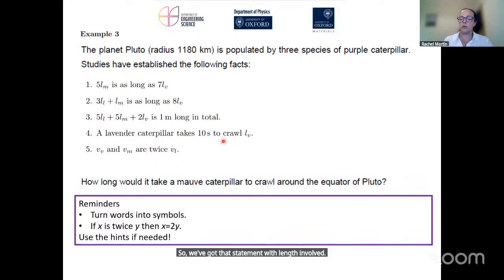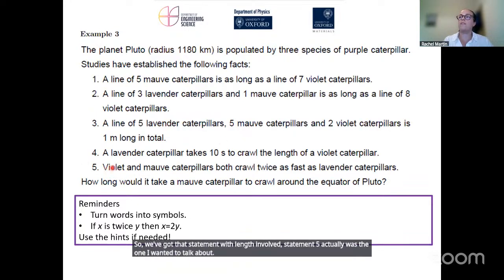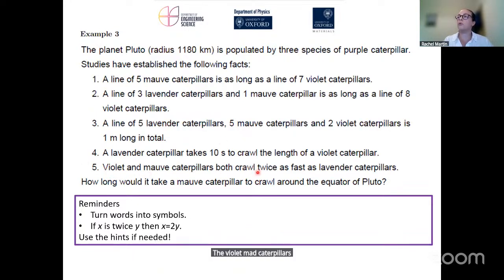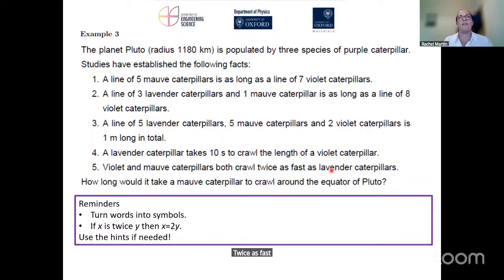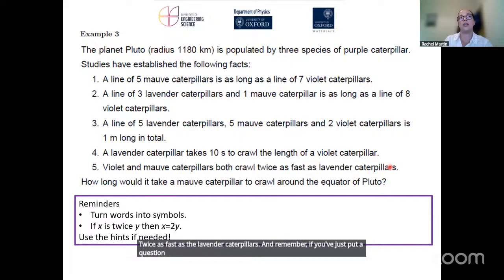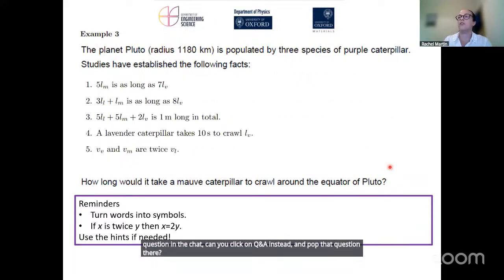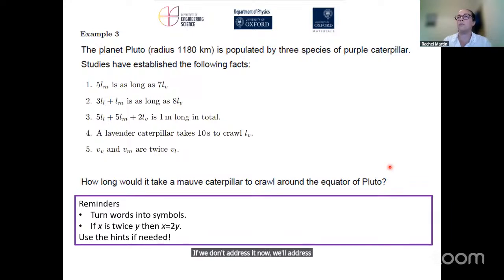Statement 5 actually was the one I wanted to talk about. The violet and mauve caterpillars both crawl twice as fast. So that's a comparison of speed, twice as fast as the lavender caterpillars. And remember, if you've just put a question in the chat, can you click on Q&A instead and pop that question there? If we don't address it now, we'll address it in a few minutes.